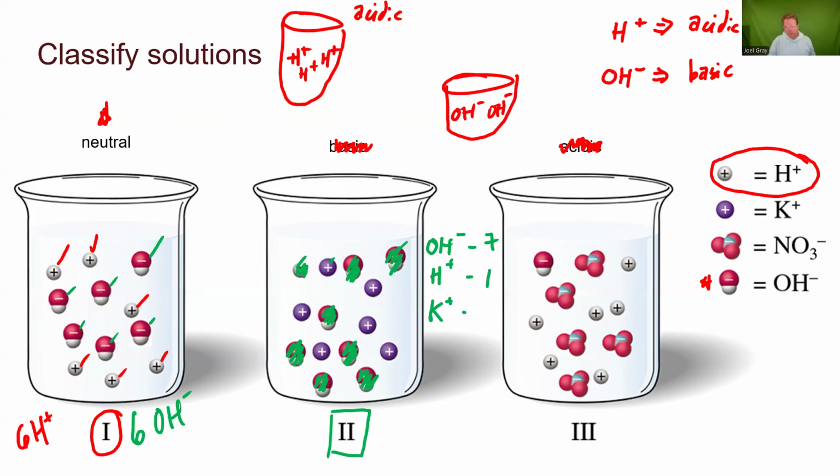Now, our last solution. You guys can see where I scribbled. You can see that it says acidic. But let's rationalize that. What do we have? We've got one, two, three, four, five, six. Six positives, six hydrogen ions. So H plus, six. Hydroxide ions, one. The rest is nitrate ions, NO3. Simply by having more hydrogen ions than hydroxide ions, we've got a solution that's more acidic.